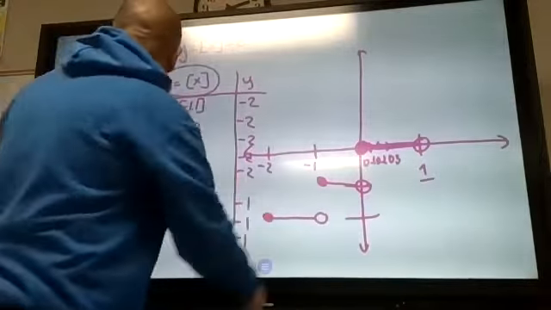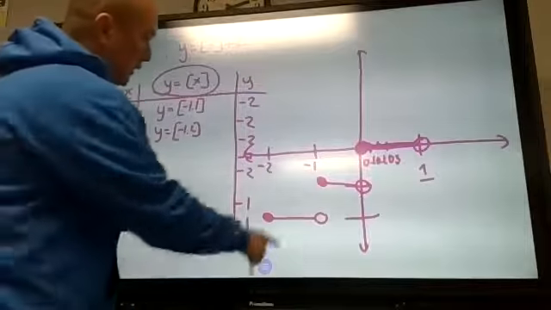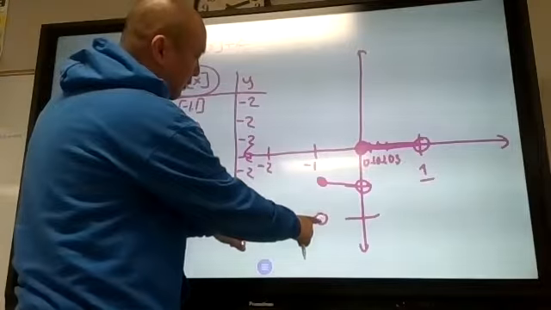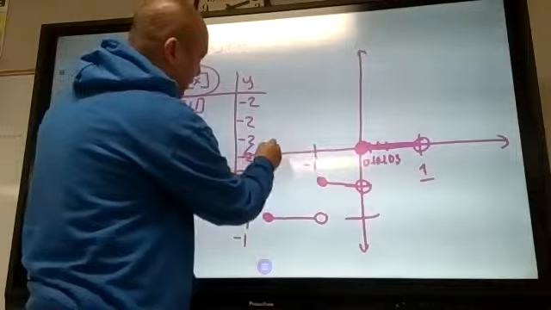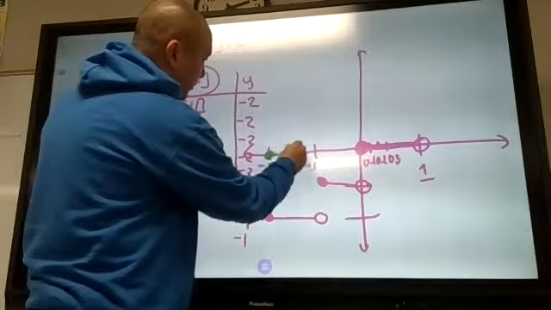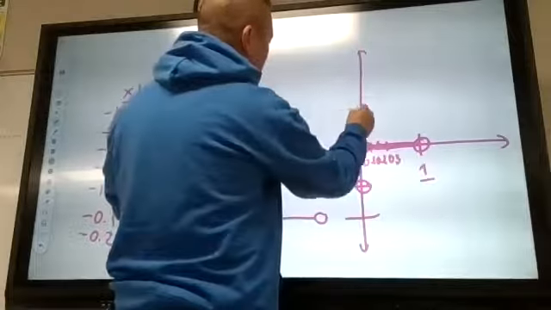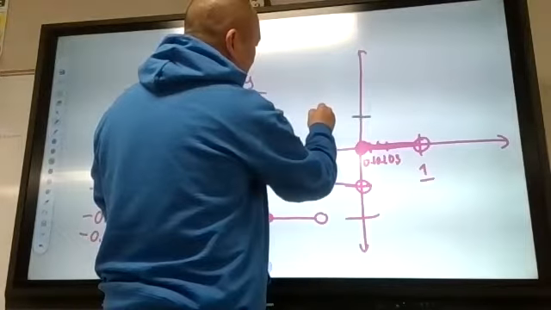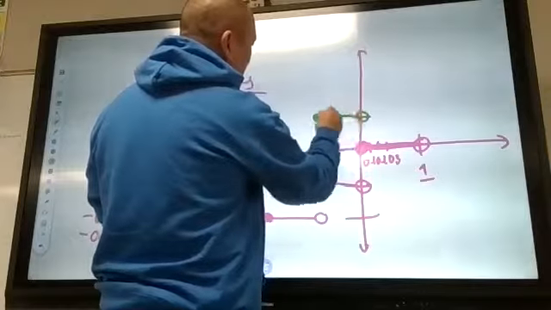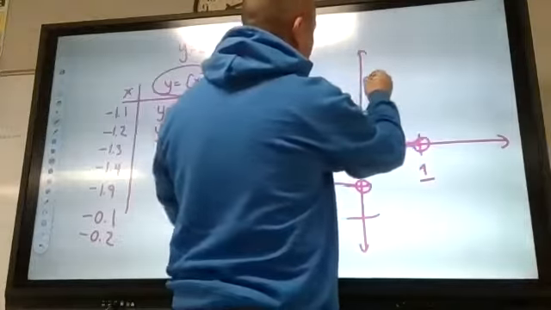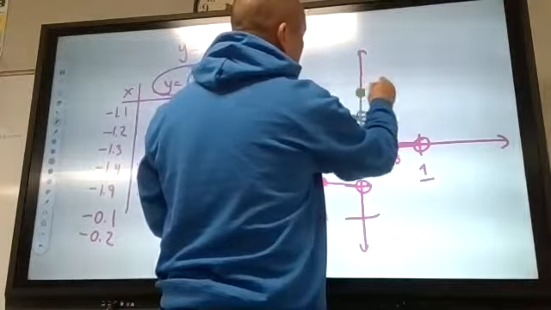Okay, so from here, I'm going to change colors. So this portion right here will go up 2 units. So now the new function is from here to here. This one will go up 2 spots, so it will go from here to here. And then this will go up 2 spots, so it'll go from here to here.